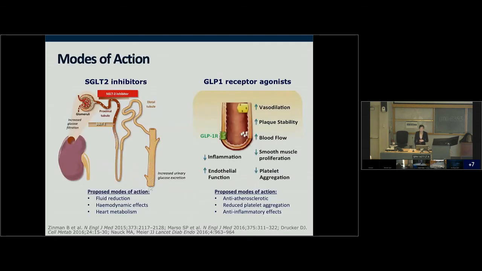The first one is an SGLT2 inhibitor. Basically, I won't go into the details, and really we don't know what the exact mechanism is, but we do have a lot of proposed mechanisms.